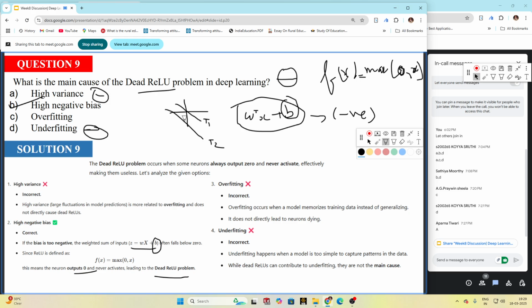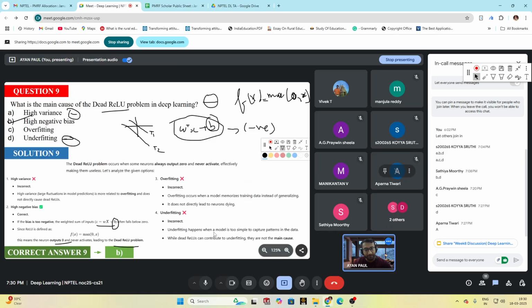If your variance is small, then this t2 will be very close to t1, merging with t1, so that is low variance. So there is no way we can say that it is high variance here. That is why we cannot say something like that. So option B is the right answer. For options A, C and D, I don't think we can explain anything with the dead ReLU problem. So is it clear to all of you?